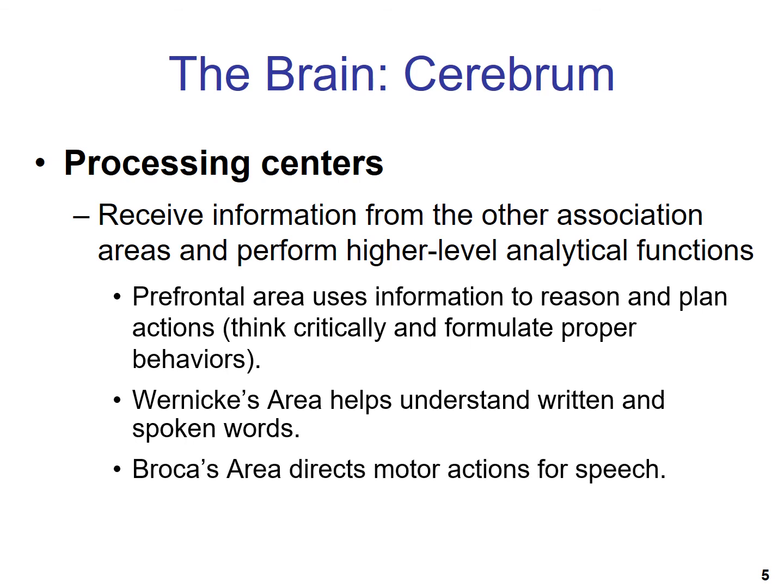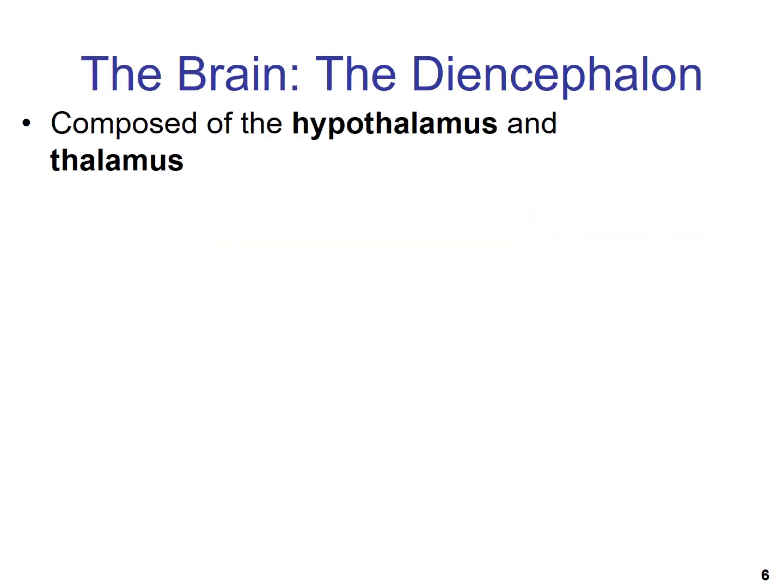Broca's area is what directs motor actions for speech. So if you're thinking something and you're trying to actually get the words out, it's Broca's area that coordinates things and allows you to speak. It allows you to take thought and translate it into speech. This is an area that's pretty frequently damaged in a lot of strokes, and a lot of the time stroke patients have trouble recovering the ability to speak, because their Broca's area has been damaged.